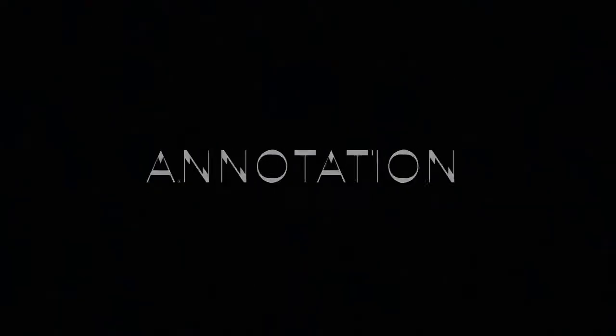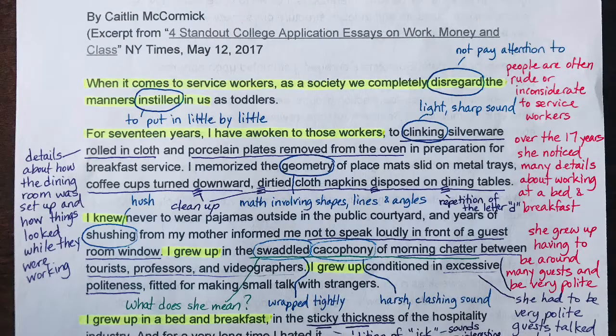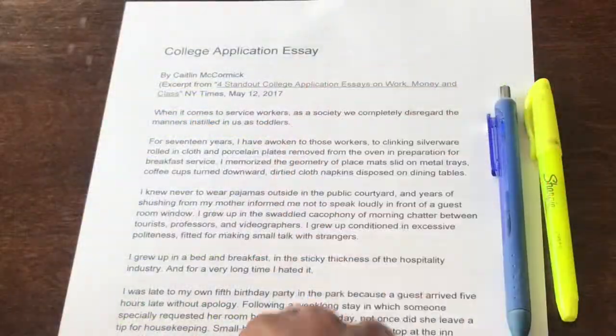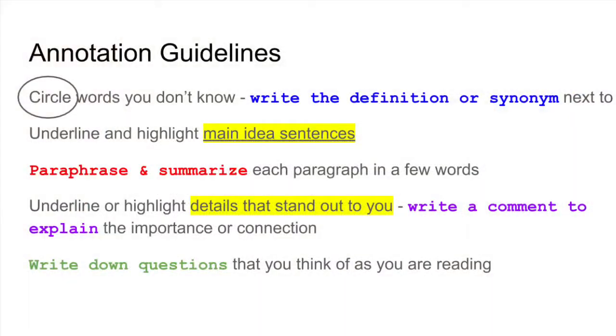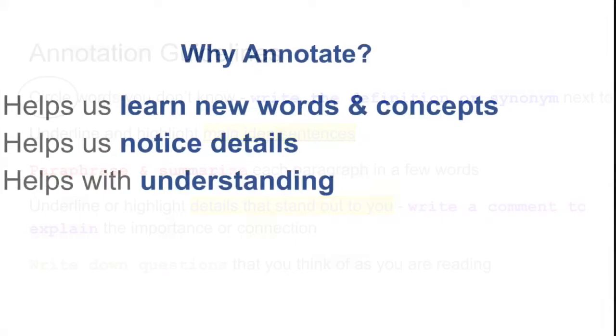Hello, folks. Today I'll explain how and why we annotate a text. For this exercise, you will need a reading, a pen or pencil, a highlighter, and a copy of the annotation guidelines. Let's take a look at why we annotate.